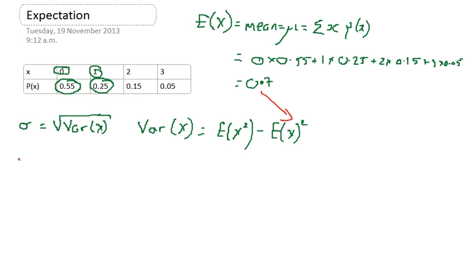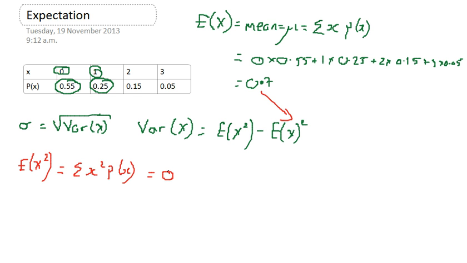So the expectation of x squared, well, if we think about it, expectation of x was x times probability of x. So if I want to work out the expectation of x squared, I'm going to do the sum of x squared times the probability of x. Now this is kind of important. This is the bit people get wrong. They square the probability. It's not squaring the probability. I'm squaring the x number.